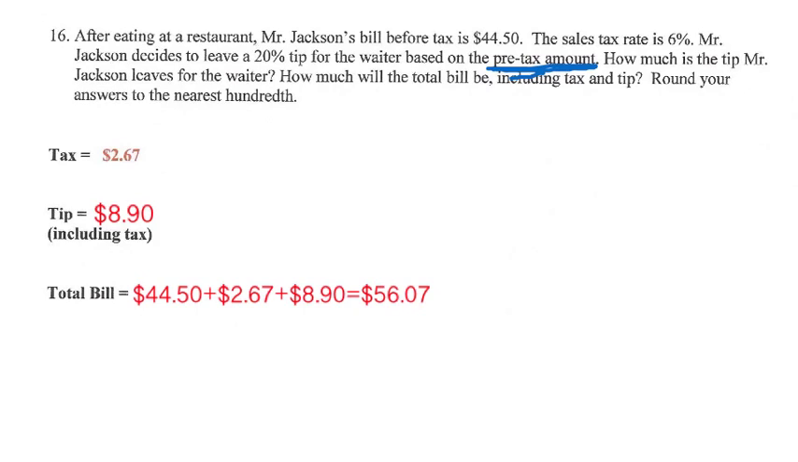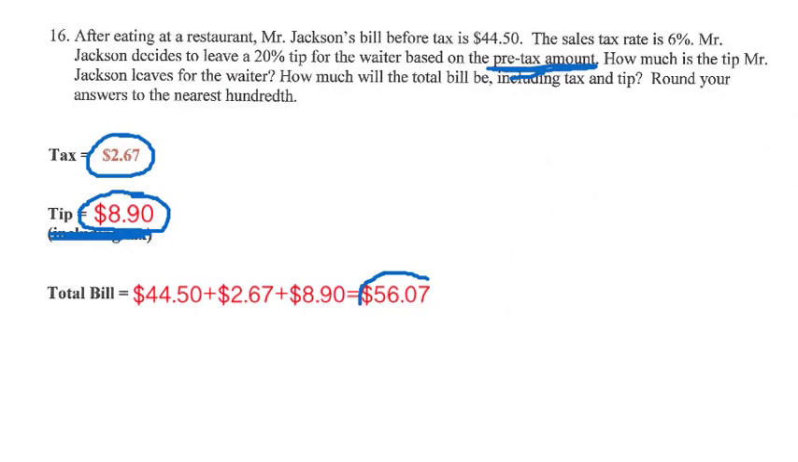To calculate your tax, you have to take $44.50 times 6%, which gives you $2.67. For your tip, it says pre-taxed amount. So this right here on your paper is wrong. It says including tax, but this should be not including tax. So to calculate your tip, you have to go $44.50 times 0.2, which gives you a tip of $8.90. Now to calculate your total bill, you have to add the original bill plus your tax plus your tip.